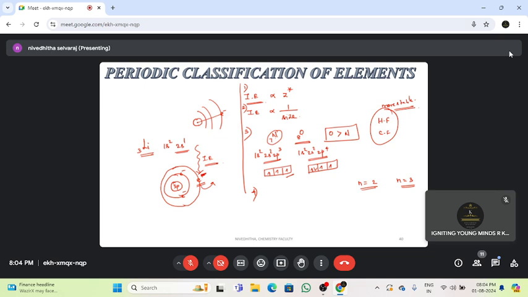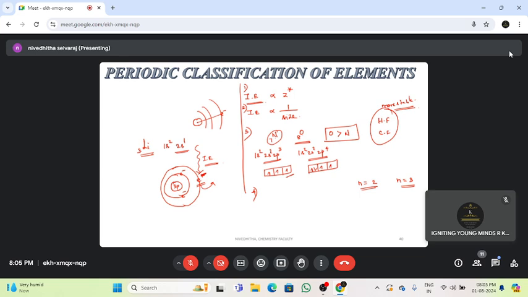In the first case, the valence electron is present in the second shell. In the second case, the valence electron is present in the third shell. So in which case can we remove the electron easily? From the third shell, ma'am? Yes, because the third shell is very far from the nucleus. So we can remove the electron which is present in the third shell.